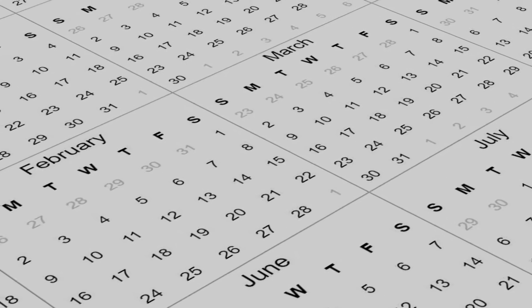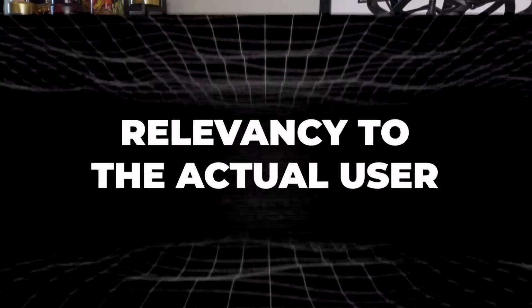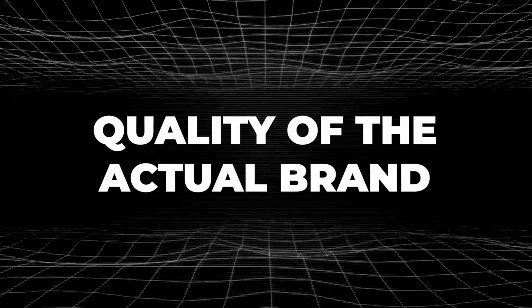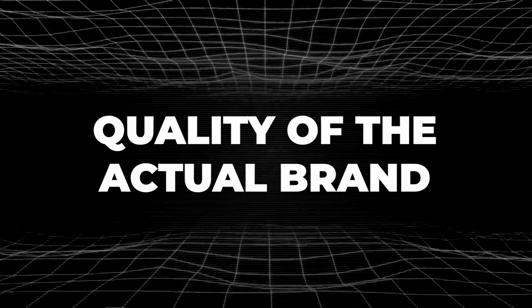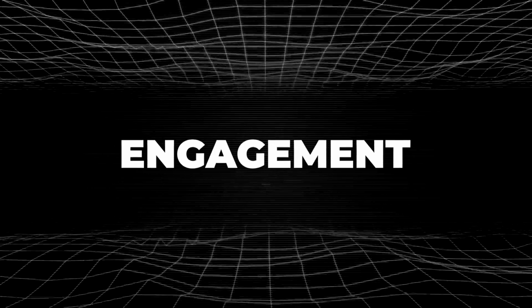Now, if we define CPM as a cost per impression, how does Meta, if we're running ads on Meta, determine what that CPM number is? Well, I believe it's three metrics. It's relevancy to the actual user, quality of the actual brand on site, whatever. And then there's a third variable metric tied to this. Could be engagement, something along those lines.